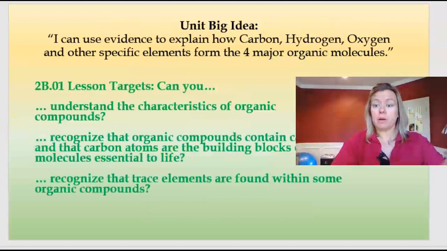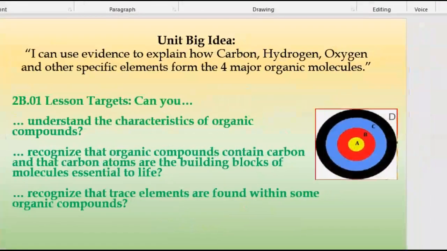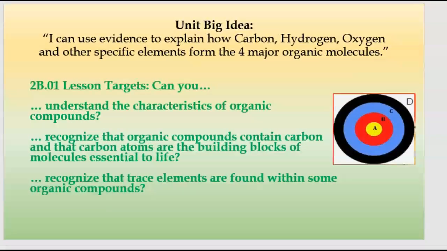Just a recap, we are looking at the big idea that we discussed in class about specific evidence for these three elements, carbon, hydrogen, oxygen, and other specific elements to form the four organic molecules. We've got three targets: understanding characteristics of organic compounds, recognize organic compounds contain carbon, and carbon atoms are the building blocks for essential molecules, and then recognize that trace elements are found within some organic compounds. Trace elements being like phosphorus, sulfur, nitrogen.